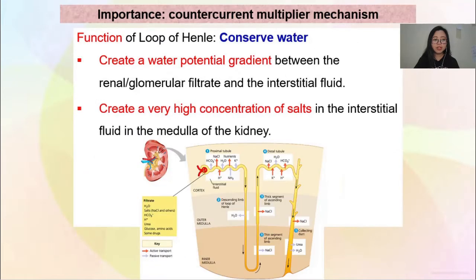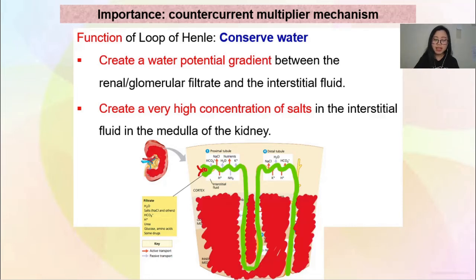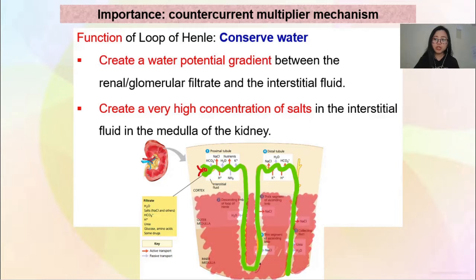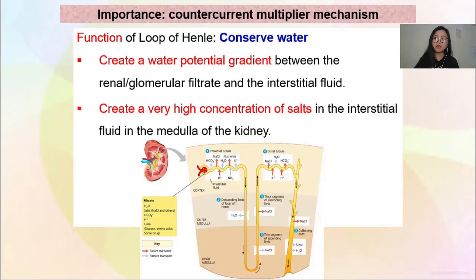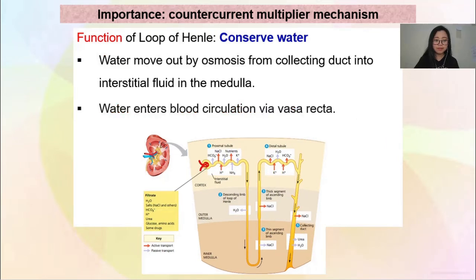Okay. So, what is the function of the loop of Henle? The function of loop of Henle is to conserve water. The loop of Henle will create a water potential gradient between the renal glomerular filtrate and the interstitial fluid. Dia pastikan ada water potential gradient antara dua kawasan ini. So it will create a very high concentration of salts in the interstitial fluid in the medulla of the kidney. Yang bahagian saya kasih merah tadi.